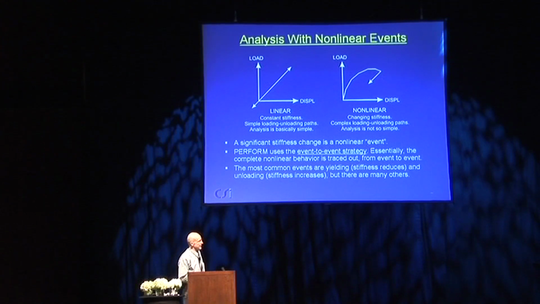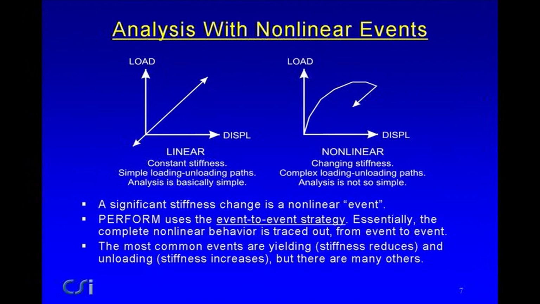But there are many other things which can lead to changes in stiffness. And what Perform uses is the event-to-event strategy, where it basically just goes from event to event and calculates when the next event is going to occur, and then modifies the stiffness to take account of the event. It really simulates fairly closely what happens in reality. In reality, the thing does go from event to event, but there are an infinite number of events because it's a continuously changing stiffness. The model has a finite number of events.